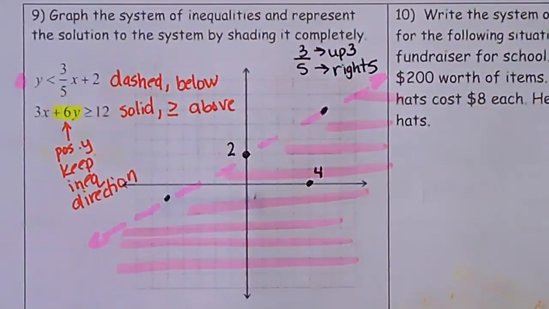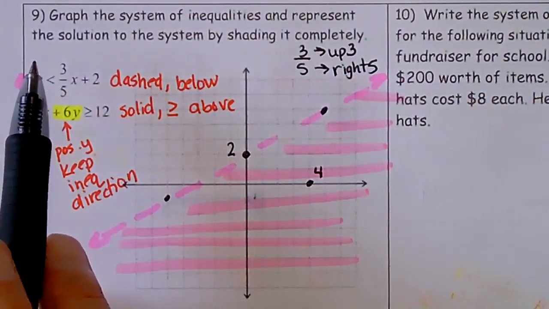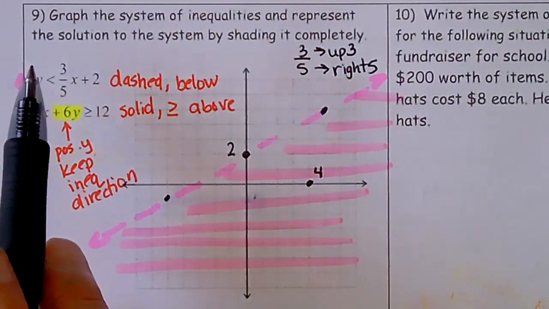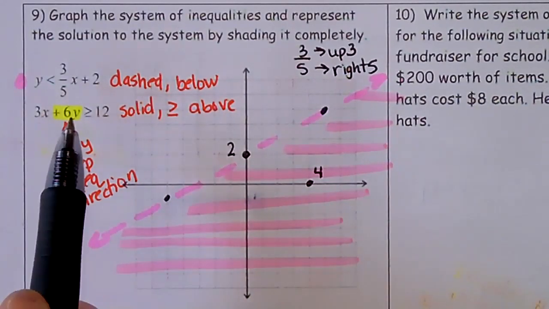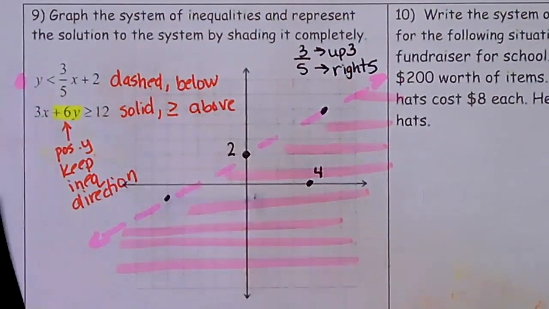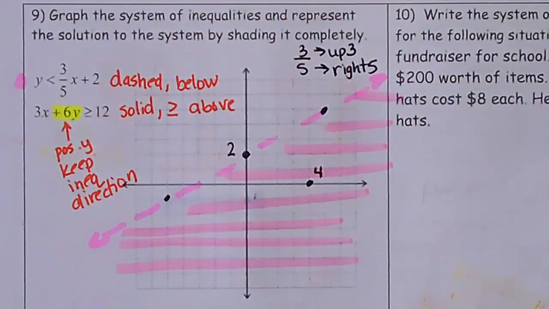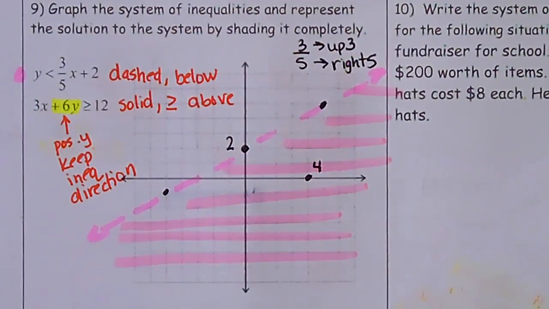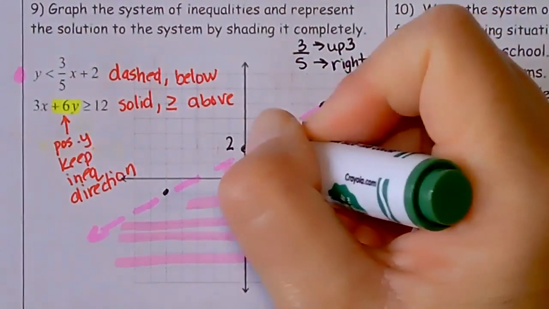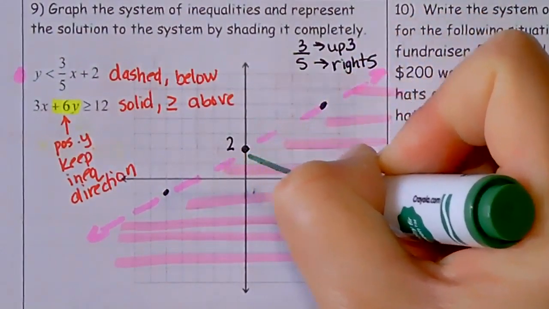I'm going to cover up my X to find my Y-intercept. Again, I'm only putting 0 in for X here, and I was putting 0 in for Y before. So I get 6y equals 12, so Y is 2. I actually have it right here. So this one's going to be solid. Let's say I'm doing this in green. So this one's solid.